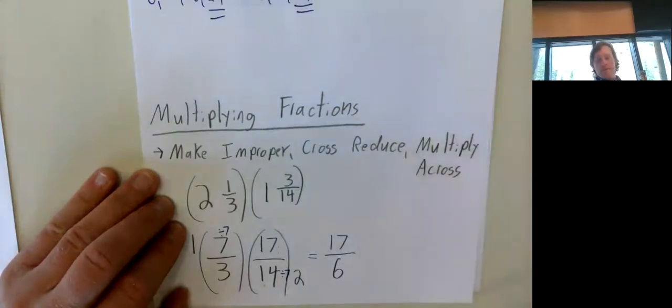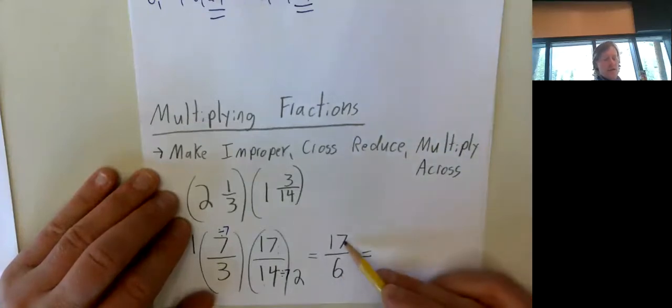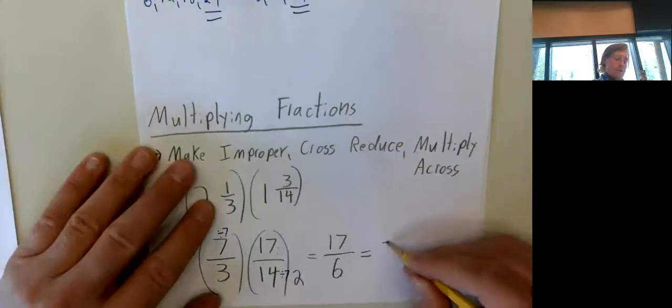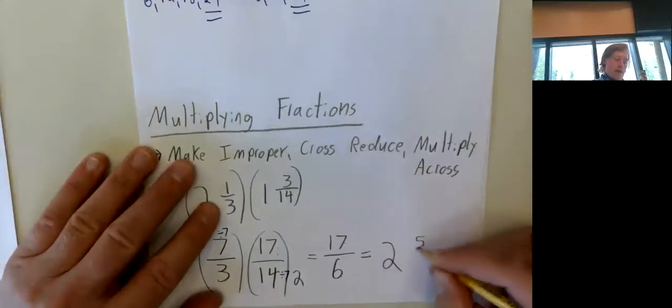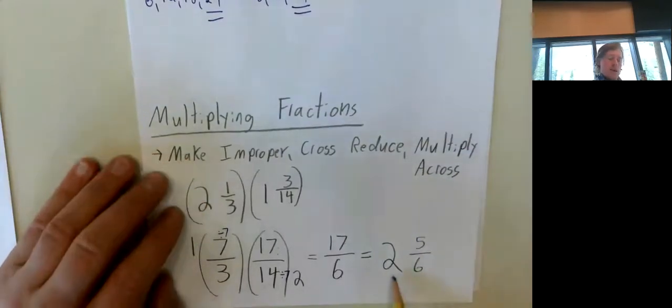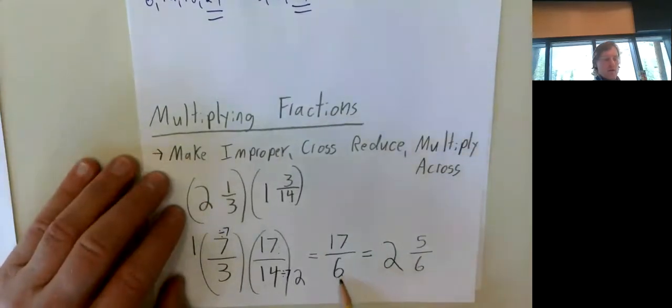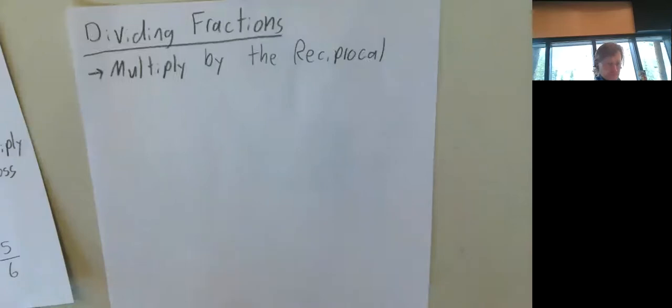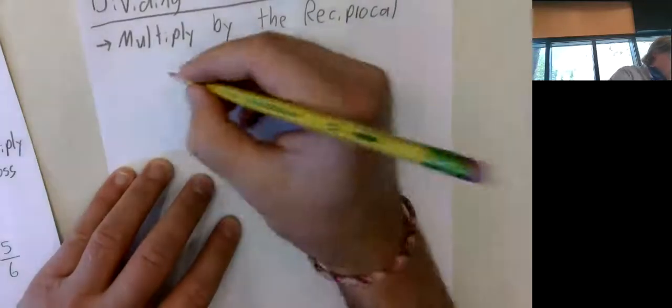I end up with an improper fraction, as I normally do when I'm multiplying. I need to figure out how many times 6 goes into 17 without going over, and how much is left over. And without doing the long division, I know that my answer is going to be 2 5/6. And if you want a refresher on how to do that, look at a prior video. Lastly, we're going to talk about dividing. Dividing is very similar to multiplication, the same steps, only we are going to multiply that second fraction by the reciprocal.